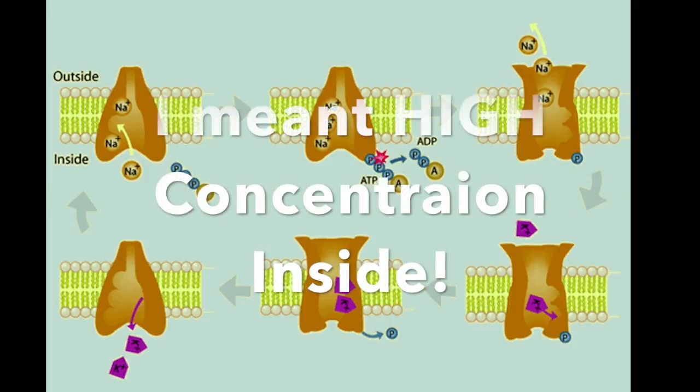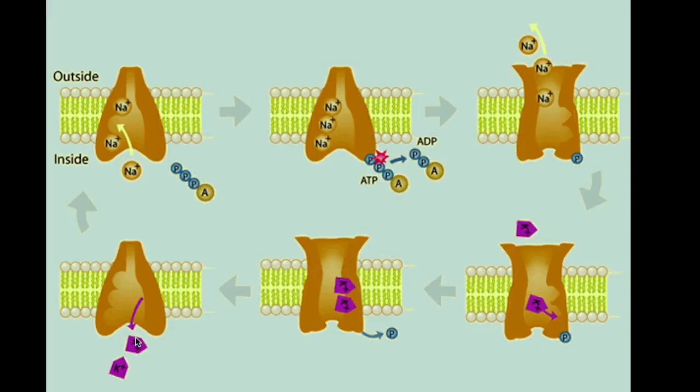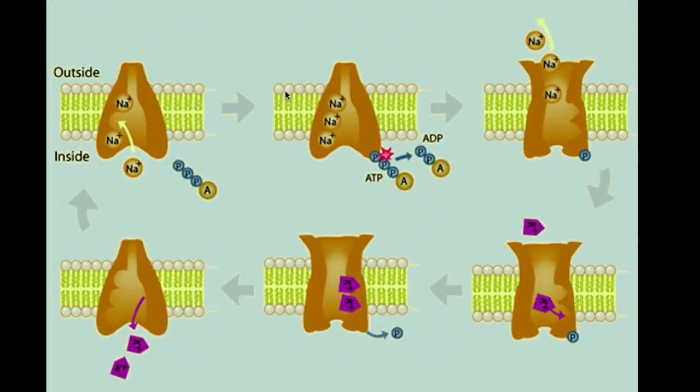There is low concentrations of potassium inside, and so in order for us to get more potassium inside the cell, we need to use some form of method that gets it in there. This is working upstream.